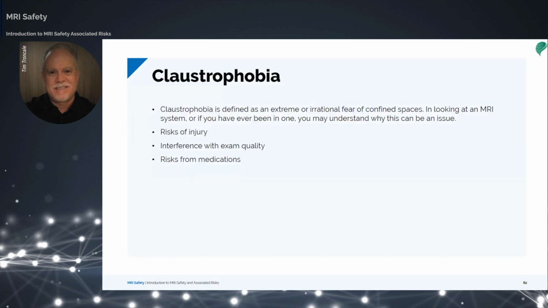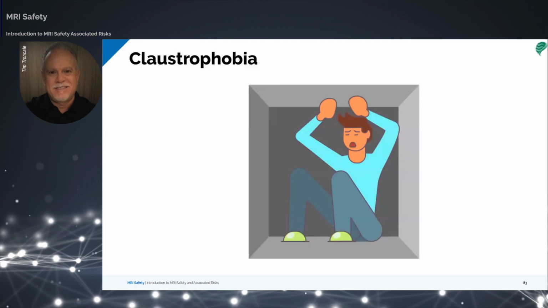The next area we will briefly look at is claustrophobia. At first, this may not seem like a safety issue, but claustrophobic patients pose specific safety concerns, which we'll review, such as risks of injury, interference with exam quality, and risks from medications. Claustrophobia is defined as an extreme or irrational fear of confined spaces. In looking at an MR system, or if you've ever been in one, you may understand why this can be an issue.